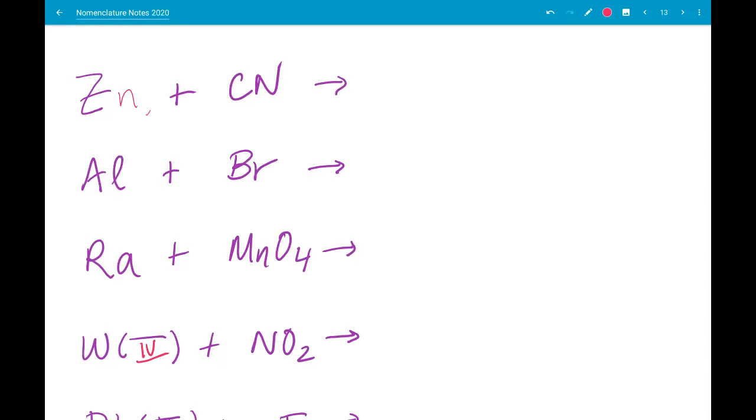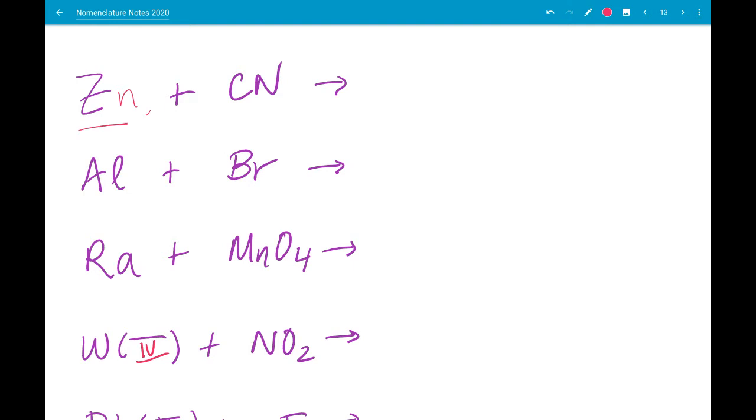It would be useful to see some practice based on formula writing and naming. Here I've given you a series of metals and polyions, and what you have to do is figure out the oxidation numbers first, then write the formula and then name it.